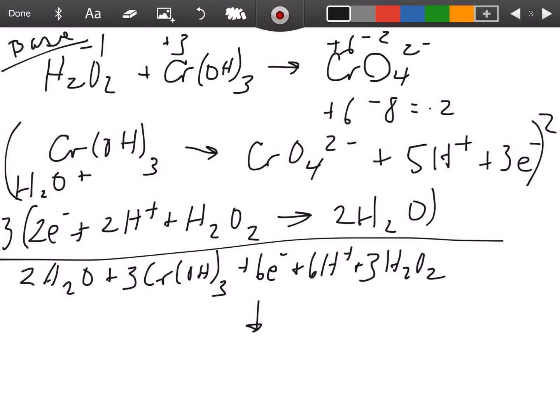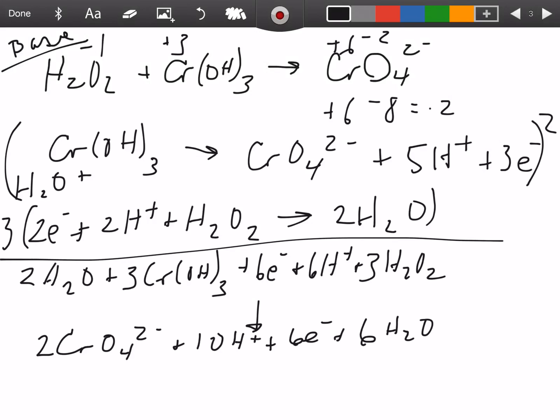And that's going to go to 2 chromates plus 2 times 5 is 10 protons plus 2 times 3 is 6 electrons plus 3 times 2 is 6 waters. And again, we can cancel out like terms. Again, the electrons must cancel out, so that's good.